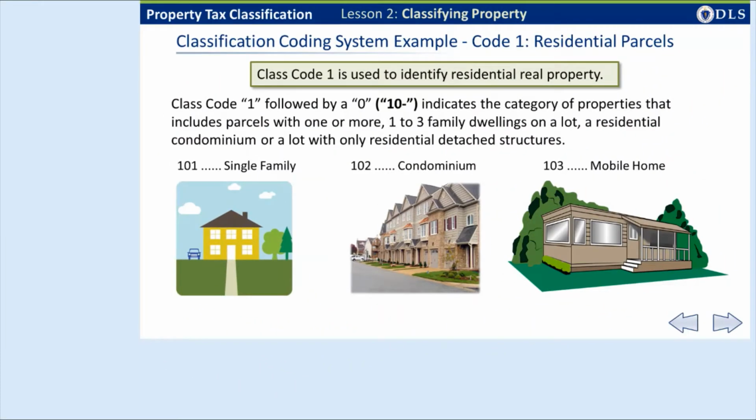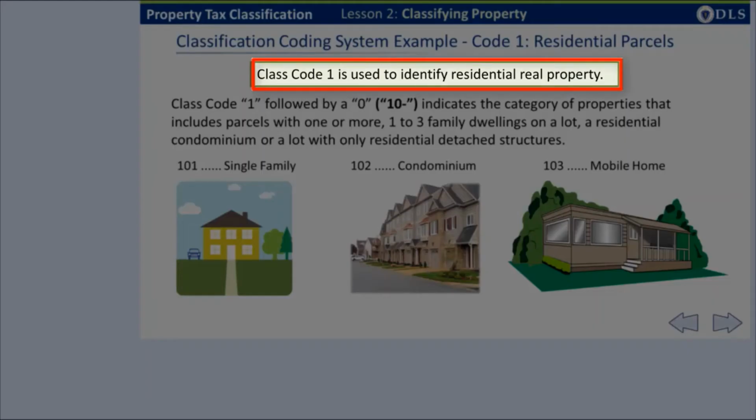Let's use Class Code 1, Residential Parcels, to look at an example of how to use the coding system. Class Code 1 is used to identify residential real property. This includes parcels containing one or more dwelling units, including rooming houses with facilities assigned and used for living, sleeping, cooking, and eating on a non-transient basis, and including a bed and breakfast home with no more than 3 rooms for rent. It also includes residential vacant land and parcels with only residential detached structures. Your code book will give you further details regarding each code.